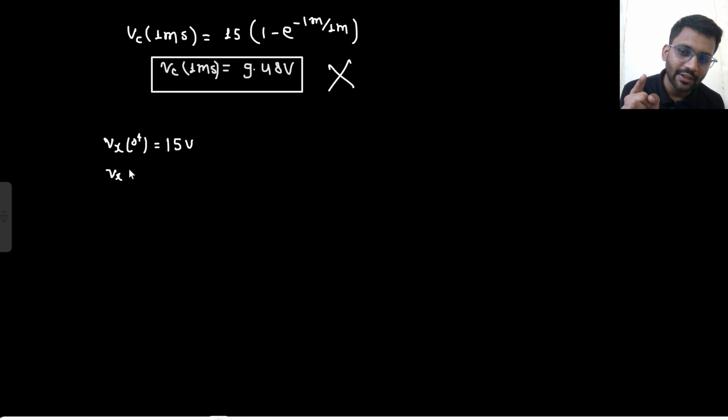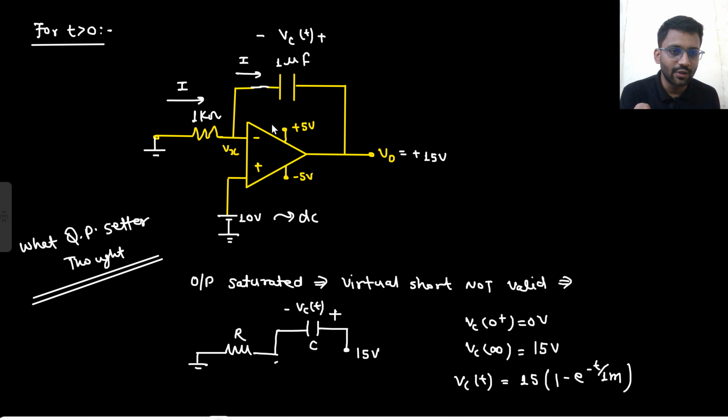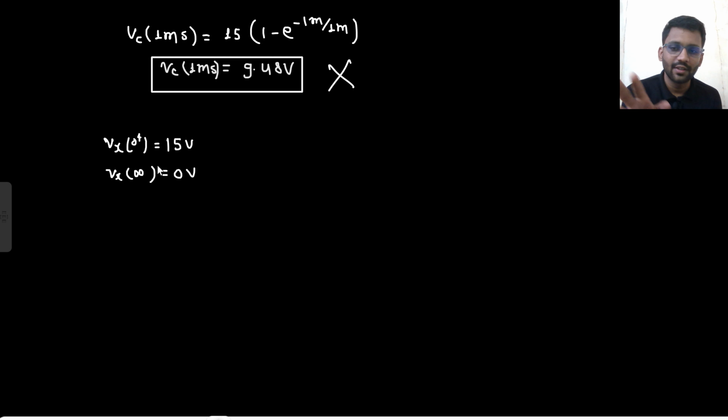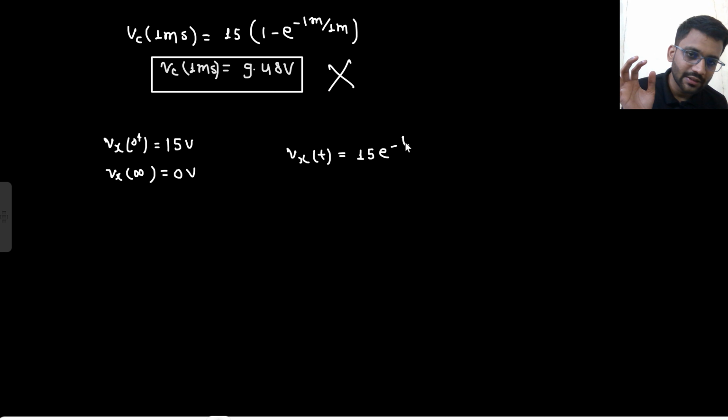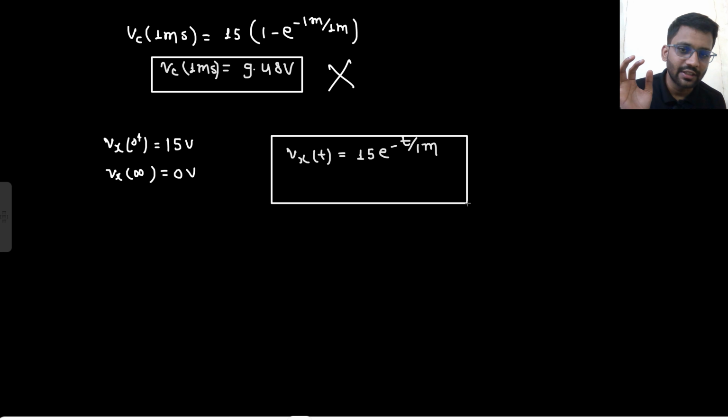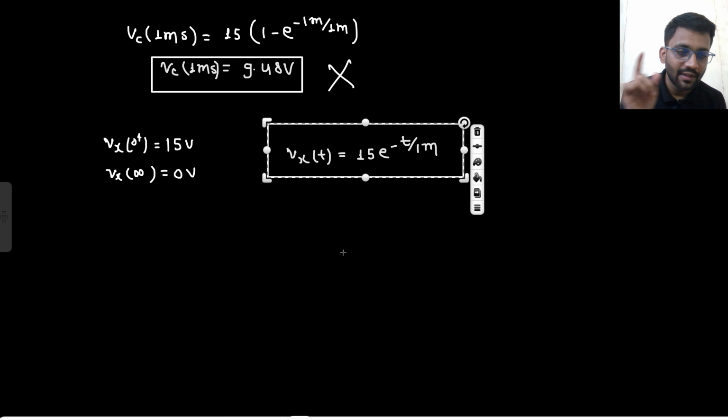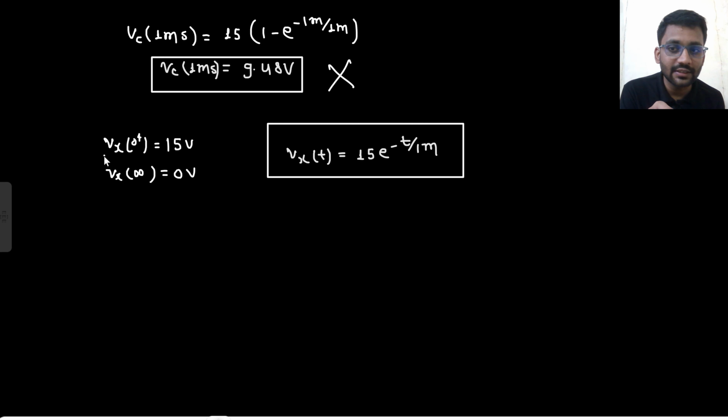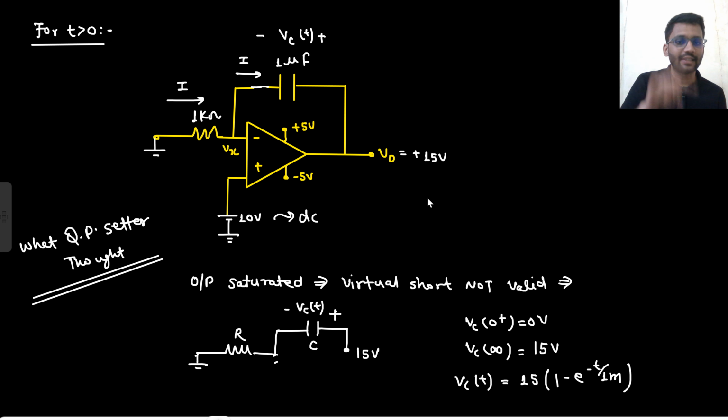And at infinity, what will be the Vx potential? It will be 0 volt. Why? Because the capacitor will be open circuited, so the resistor will drive 0 ampere current, so this 0 will reach here. So what will be your Vx(t) equation? That would simply be 15 into e to the power minus t by tau. Tau is 1 milli. If that is the Vx(t) equation, what is the Vx value at t equals 0 plus? That is 15. So let's check in the circuit.